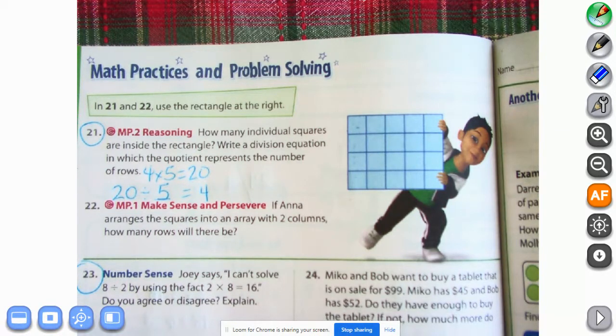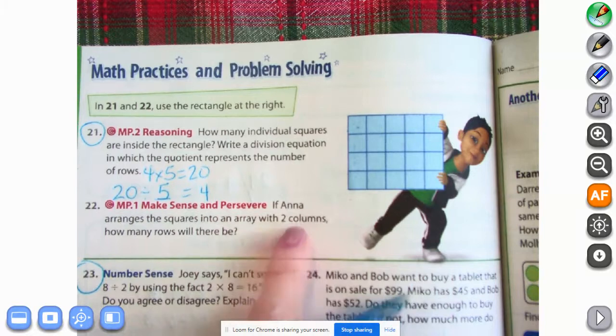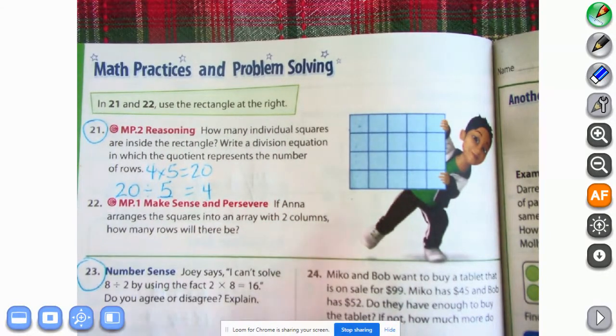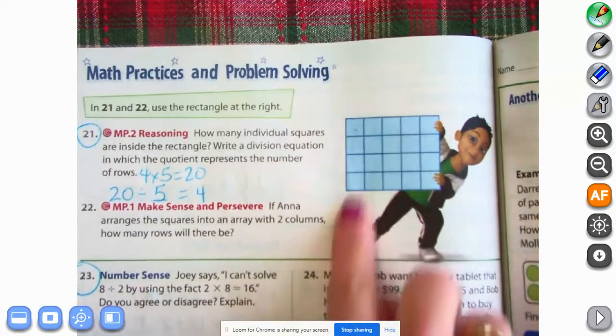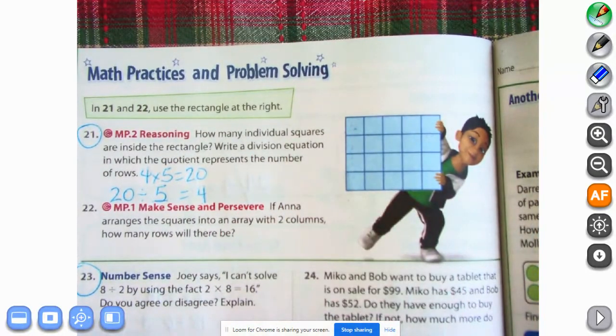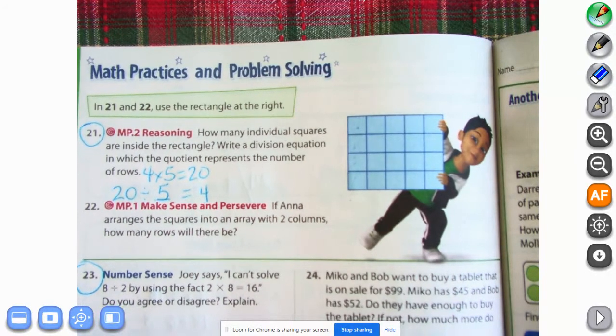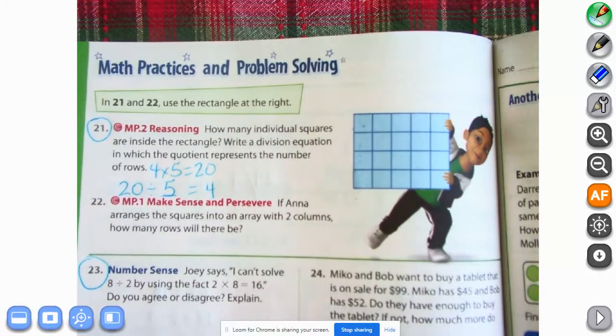Okay, so just talking about if Anna arranges the squares into an array with 2 columns, how many rows will there be? So we take down and put under here and put another one down, and we would have 2 times what makes 20? 2 times 10, or 20 divided by 2 equals 10.